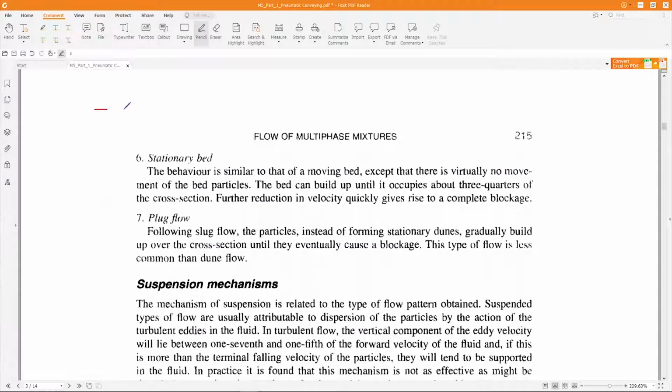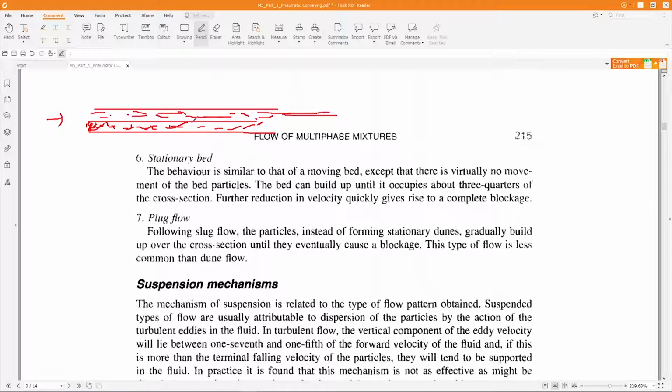Stationary bed. Now the bed will not move. These solid particles have deposited at the bottom. Only this space is empty, so solids can flow in this direction. The bed will not move. That's why it's called stationary bed. Only above the bed the solid particles will move.